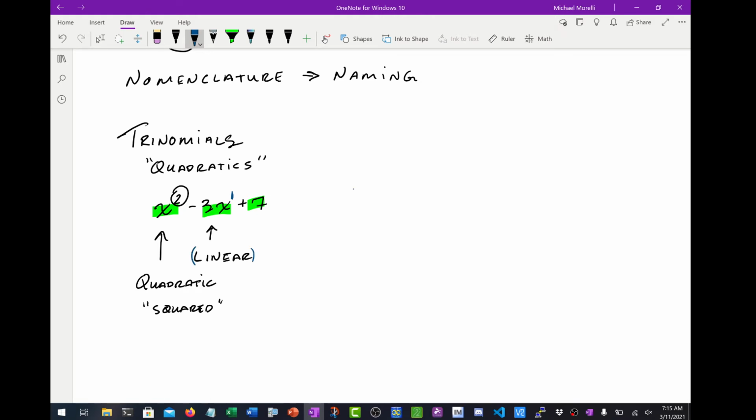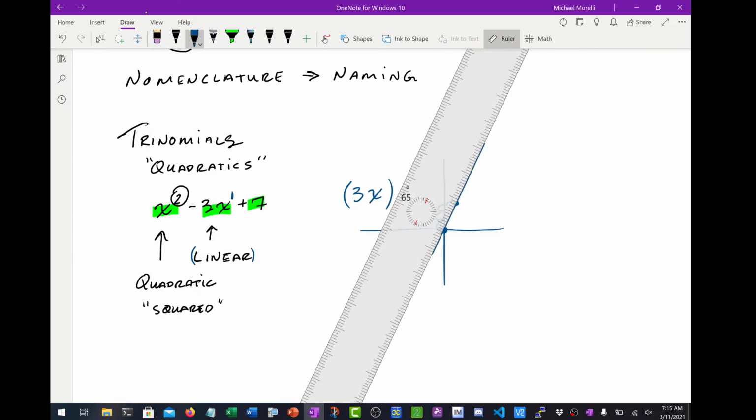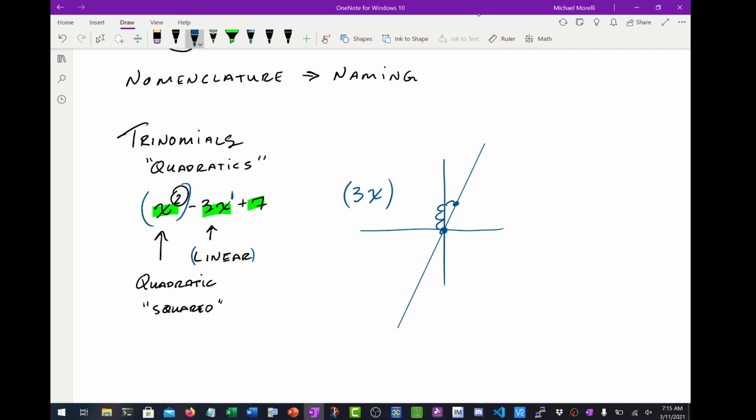If you isolated 3x out of this problem and graphed it, you would have a graph that passed through the origin and had a slope of 3 over 1. So 1, 2, 3 over 1. That would look something like this. Okay? The quadratic term in isolation, x squared, would look something like this. So again, these are parent functions. It would pass through the origin and would have a mirrored hoop shape like this. So this would be x squared. Okay? Now this final term, this is called the constant term.